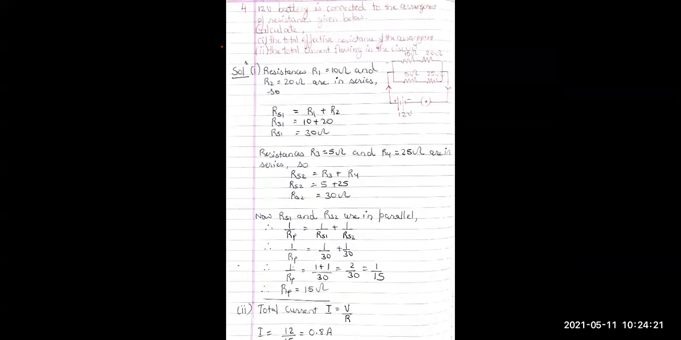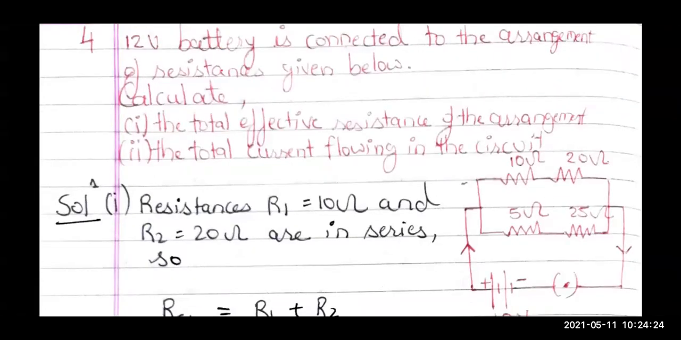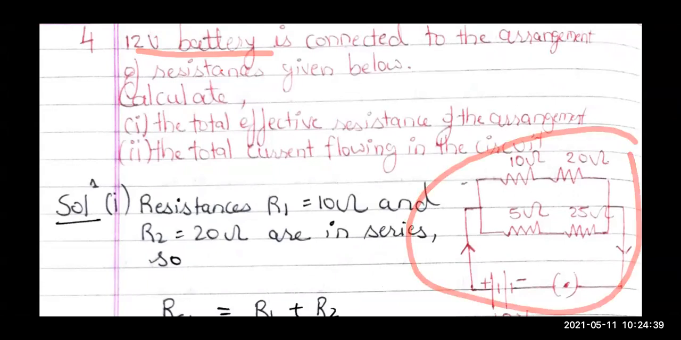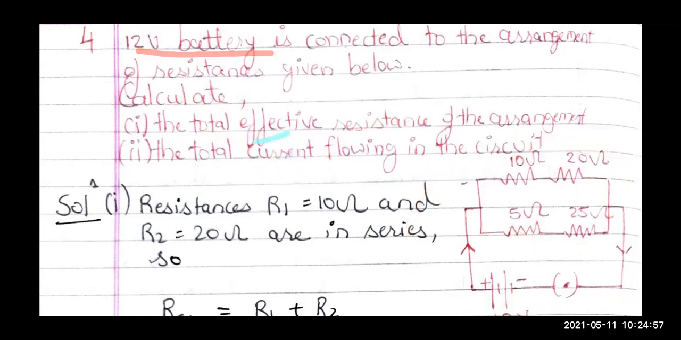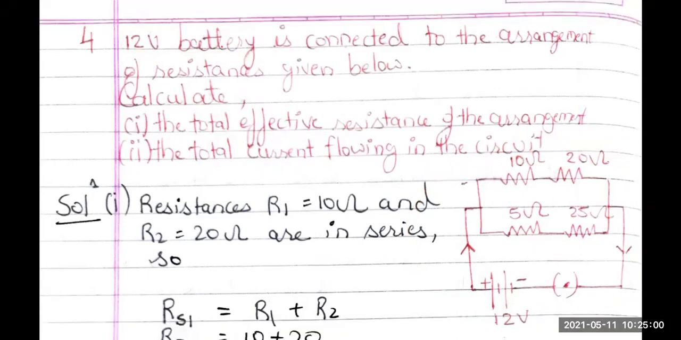Okay, let's proceed further. This is our question number 4. Let's read the question very carefully. Very, very important question. A 12-volt battery, so the voltage given to you is 12 volt, is connected to an arrangement of resistances given below. This is the circuit diagram given in the question. Now, what do we have to calculate? We have to calculate the total effective resistance, and then the total current flowing in the circuit. So let's start. First, we will find the total resistance.